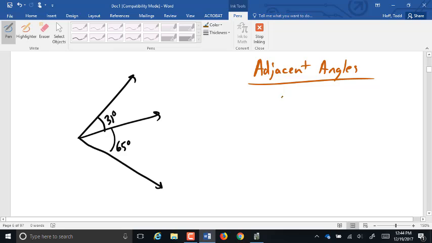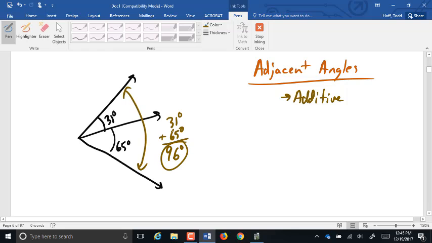And the nice thing about adjacent angles is they are additive. In other words, we can add or subtract them. If I want to get this whole angle here, I'm just going to take 31 degrees plus 65 degrees to get 96 degrees total. Is that whole angle? Obviously not quite drawn to scale.